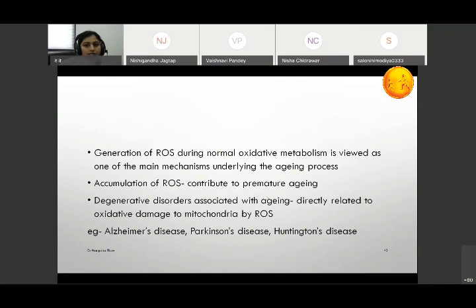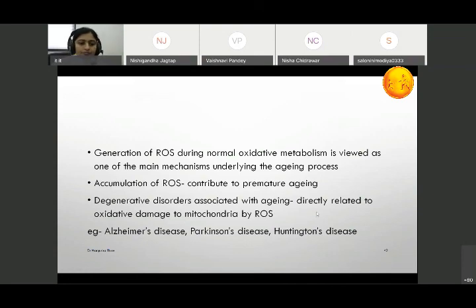Now, certain degenerative disorders are associated with this aging. Why do these degenerative disorders occur? Because of the oxidative damage to mitochondria by reactive oxygen species. Three examples I've quoted here: Alzheimer's, Parkinson's, and Huntington's disorder. So these are some of the disorders associated with aging because of the attack of ROS on mitochondria.